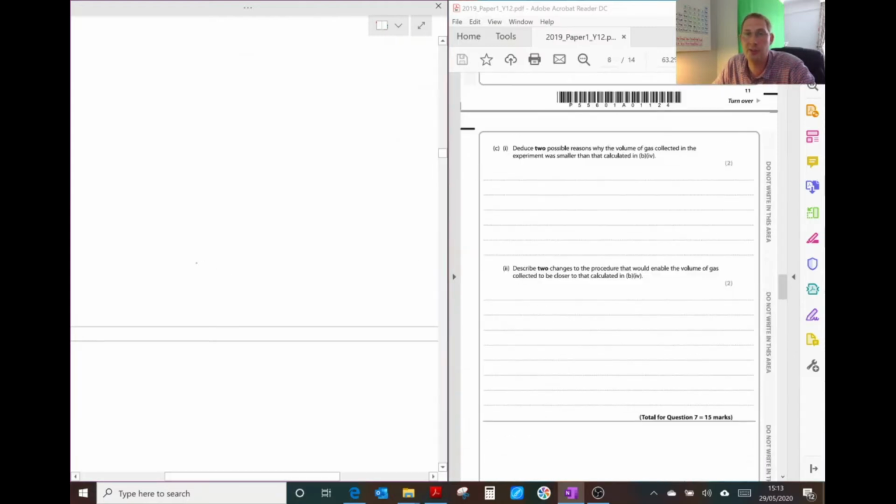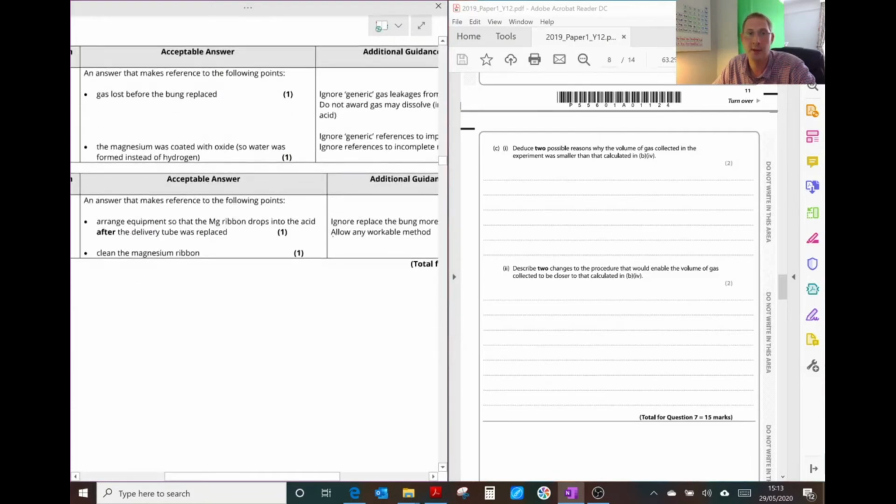Deduce 2 possible reasons why the volume of gas collected in the experiment was smaller than that calculated in B4. Right. Now, I did feel for some of you who came up with valid points that could be made, but you know this experiment. You did this basically as one of your CPACs, and I'm sure we have highlighted to you before what they are expecting you to say.